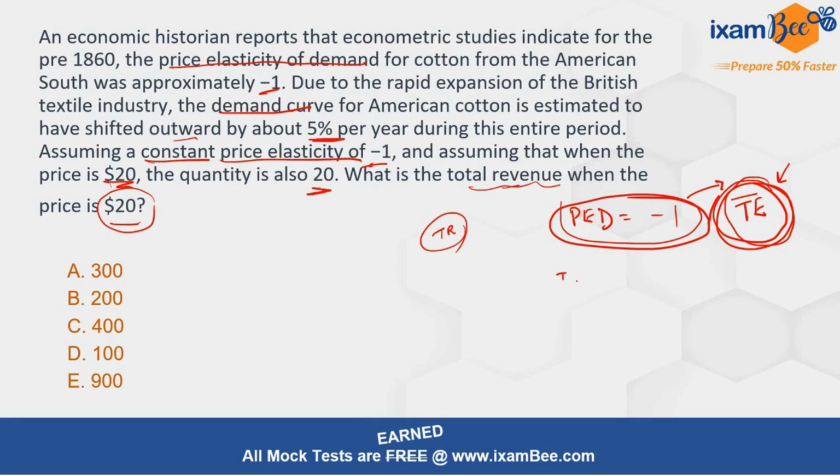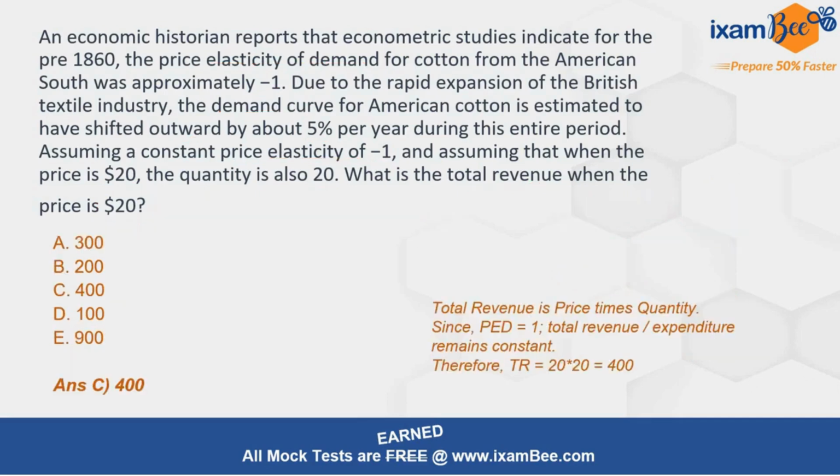So total expenditure we know is price times quantity demanded, right? So when the price was 20, we know that the quantity sold was also 20. So that's why the total expenditure would be 400. And when there is a shift of the demand curve by 5%, we had to find out the total revenue when the price is 20. So again, there is not going to be any change in the total expenditure or the total revenue because the elasticity of demand is here -1. So this would be your answer. So the answer is C, which is 400.